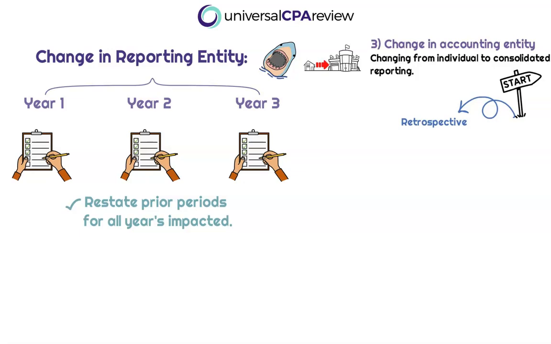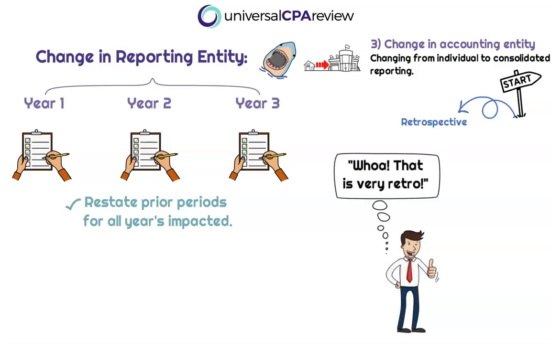Okay, so let's make this easy. Changes in reporting entity are going to be extremely similar, like we said, to changes in accounting principle, meaning we're going to be treating these retrospectively, right? We remember Retro Music Company. Whoa, that's so retro, right? We're going backwards, just like Retro Music Company is going back in time. We're adjusting previous financial statements that are presented.